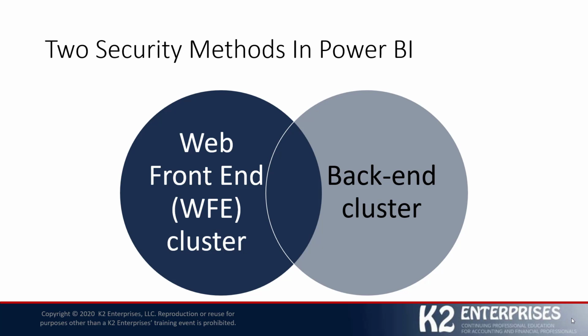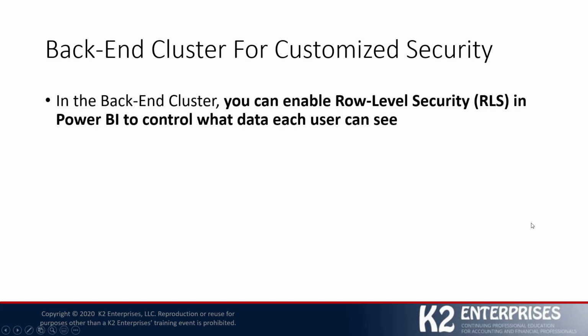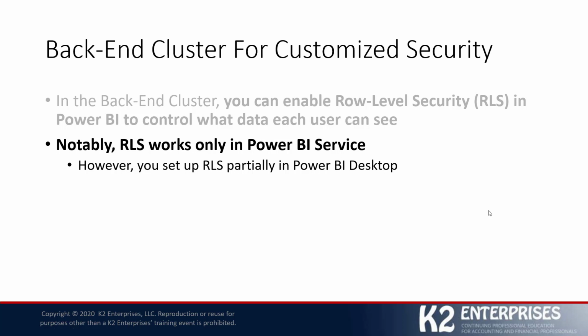Now, where you do have a significant amount of control is in what is known as the back end cluster. Again, that web front end cluster just manages the initial connection and login to Power BI. As I said, at the end user level, there's very little to do here other than to make sure you keep a strong password in place. But when we consider the back end cluster, here is where we will enable row-level security inside Power BI to control the data that each user can see. And this is done at a very granular detail if you want it at that level of detail. Importantly, as I said, this row-level security feature works only in the Power BI service. However, you do partially set it up in Power BI Desktop.